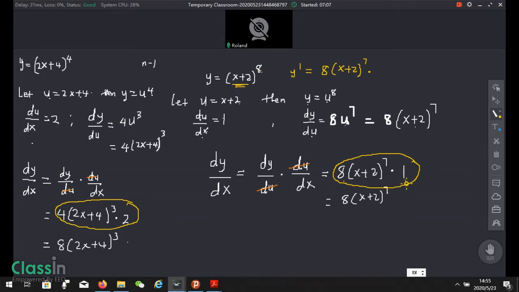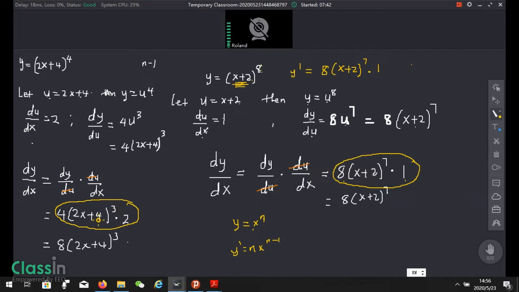This is 1. 1 is when we differentiate the expression in the bracket, because when we differentiate x, we have 1. If we differentiate 2, we have 0. So this is it. If you use y equals x to the power n, dy/dx is n x to the n minus 1. We multiply the power by the base and we subtract 1. We multiply 8 by the base, x plus 2, and we subtract 1. We have 7, multiplied by the derivative of the expression in the bracket.